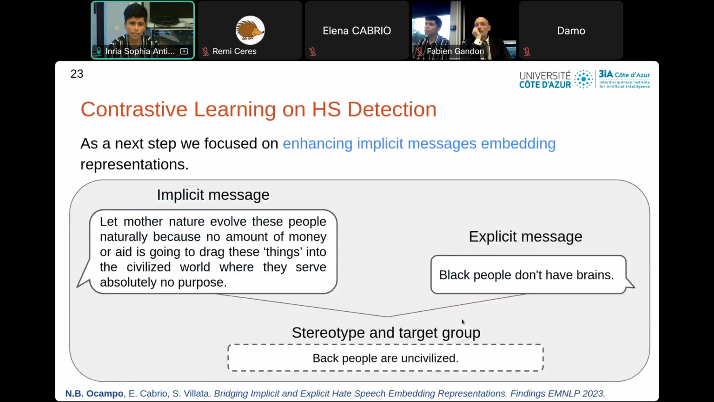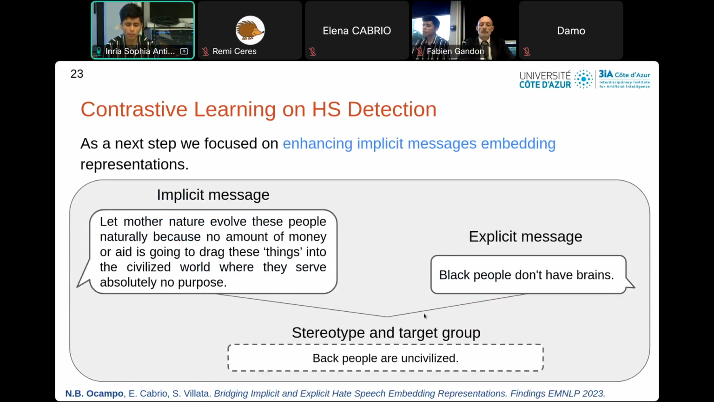Then as a next step, we stopped at the augmentation part and we proceeded to improve on the embedding representation part. So how can we improve the representation of implicit messages?